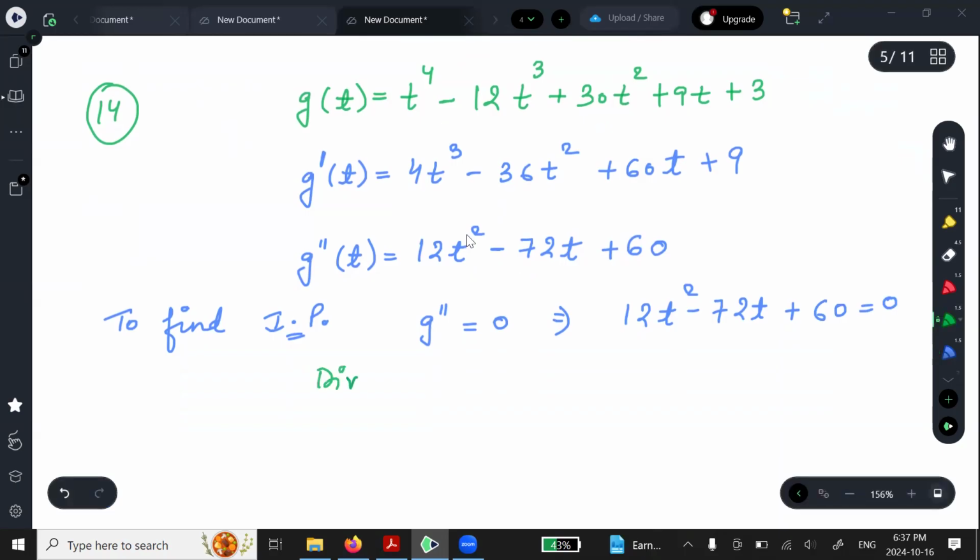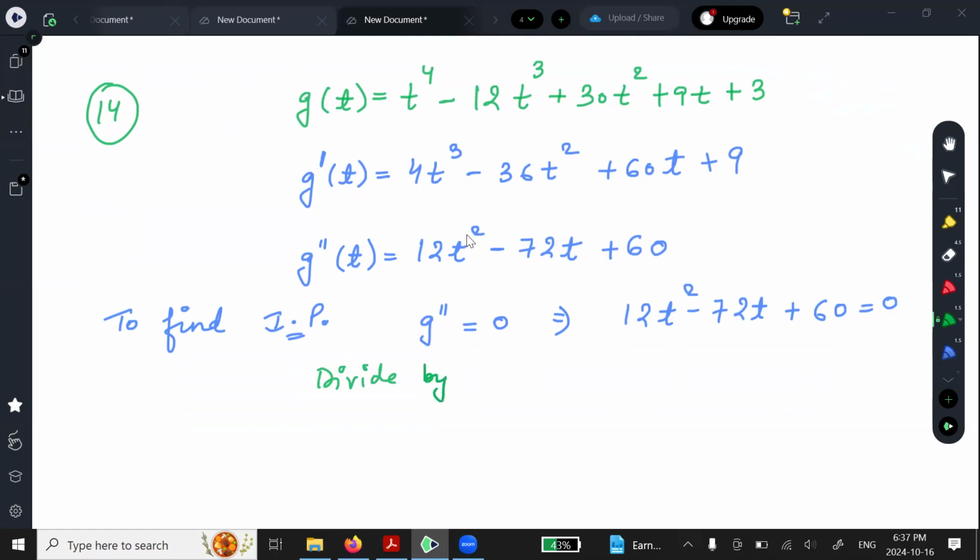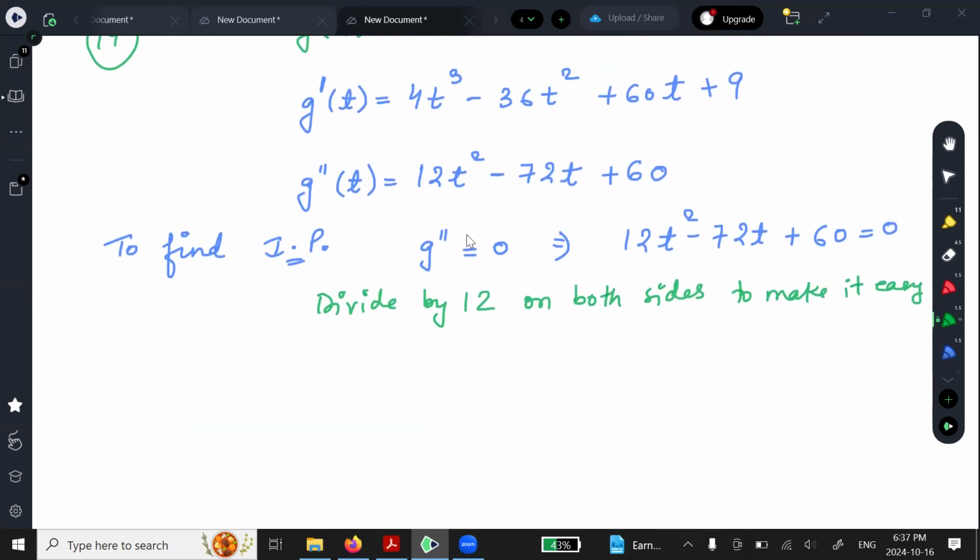Oh, good job. I would divide by 12 on both sides to make it easy. First, I would divide the equation, right, to make it easy. So what do I get? I get t squared minus 6t plus 5 equals 0. Use the quadratic formula. If you forget about it, it's this one. You will not get this formula in the exam, so you must memorize this one.